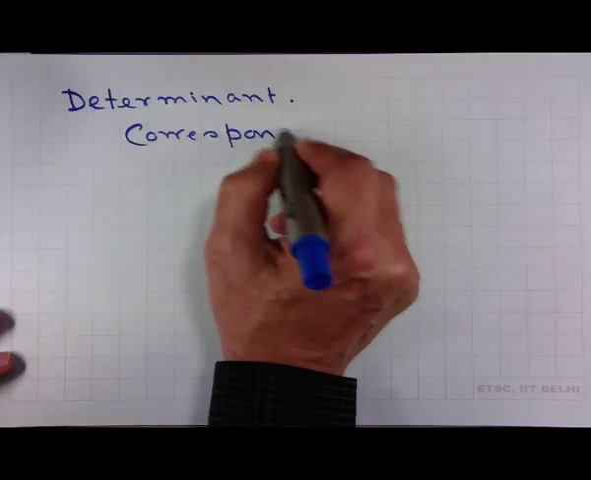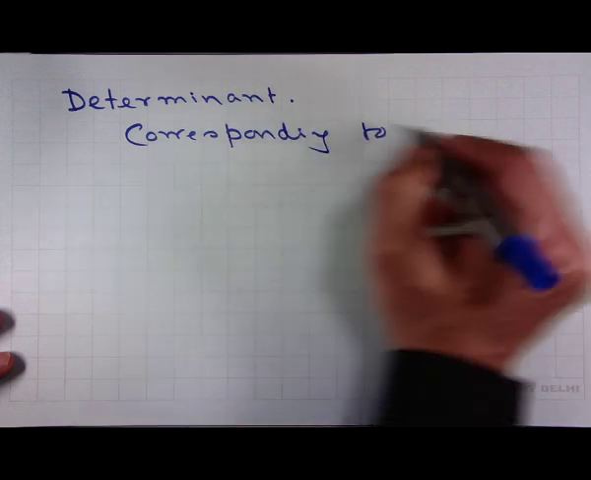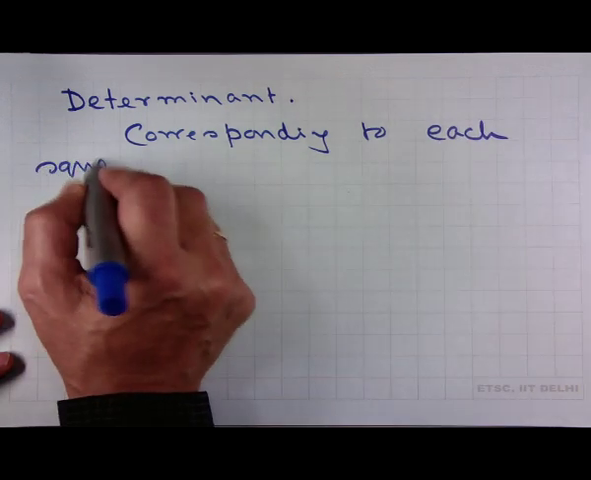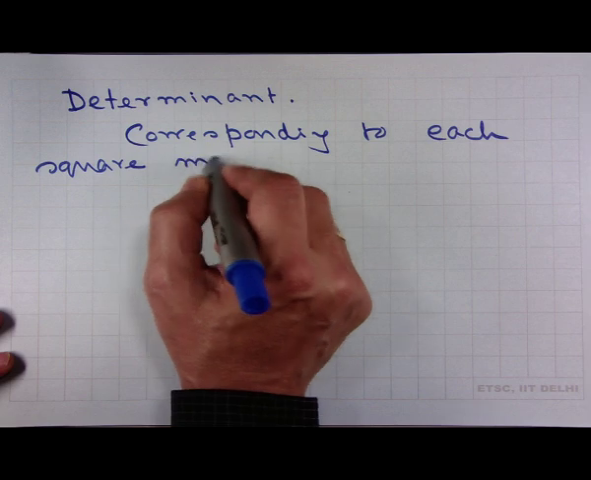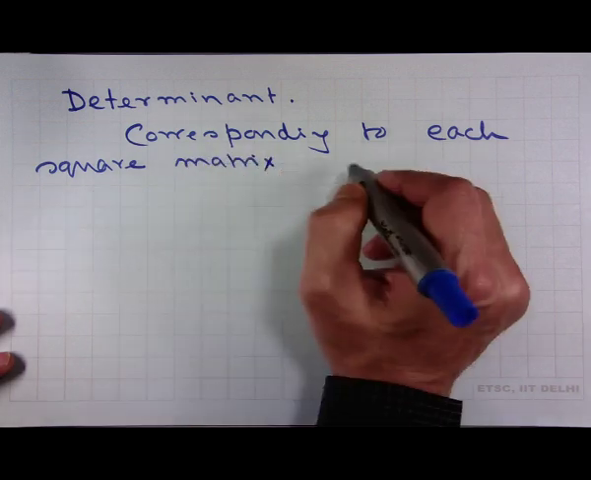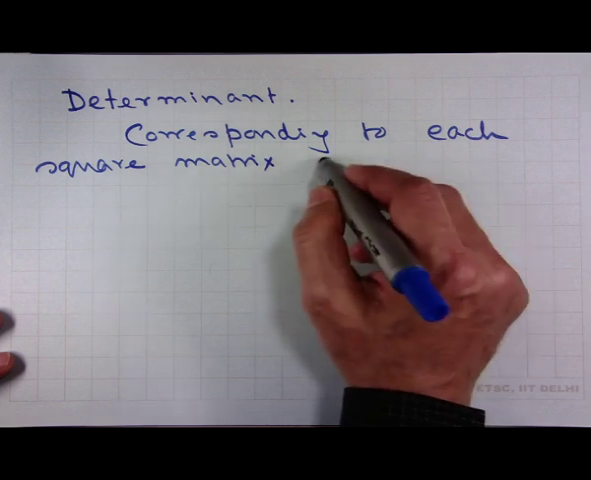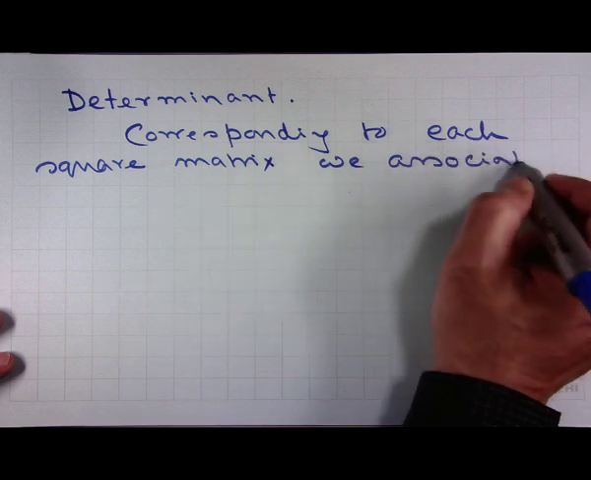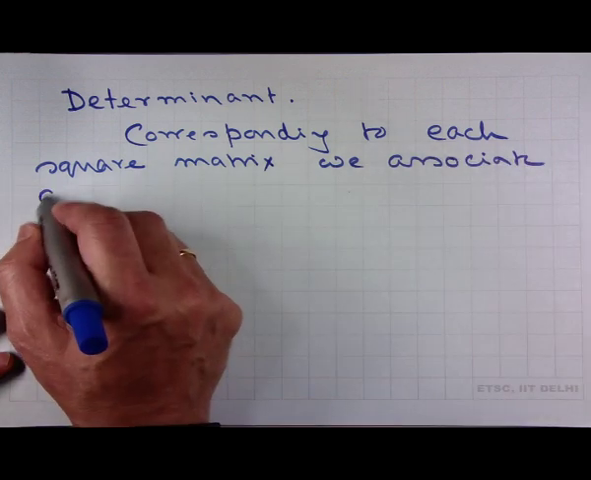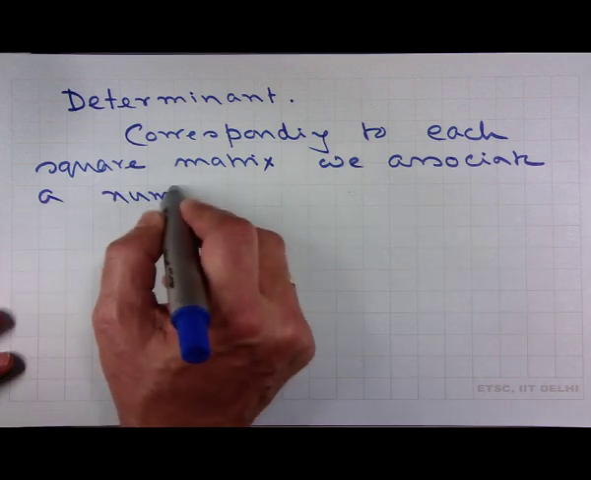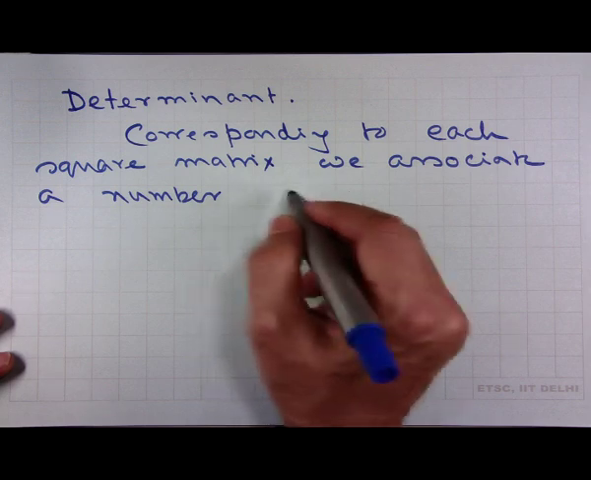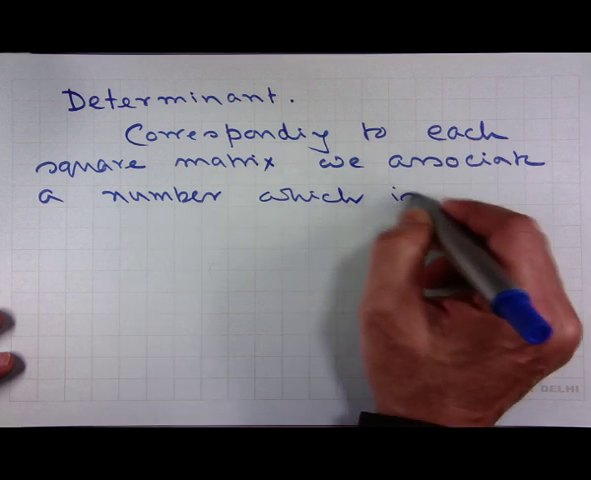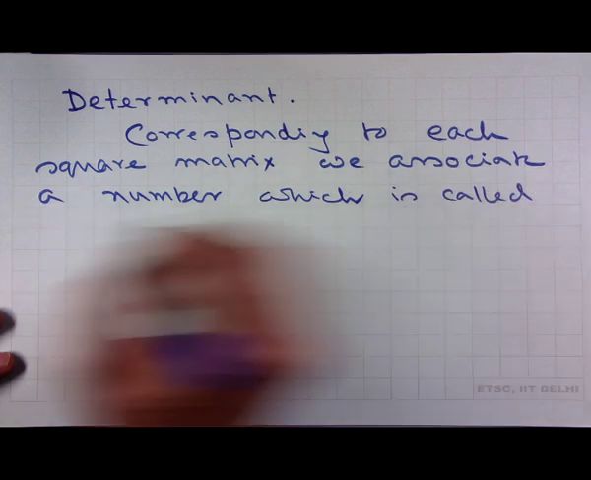Corresponding to each square matrix, we associate a number which is called its determinant.